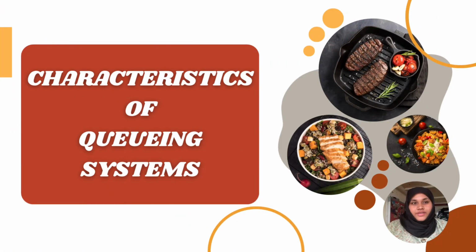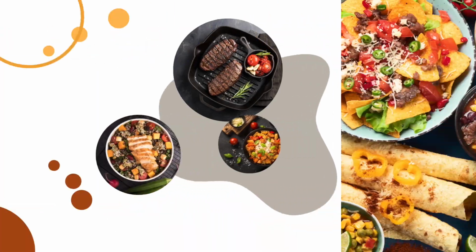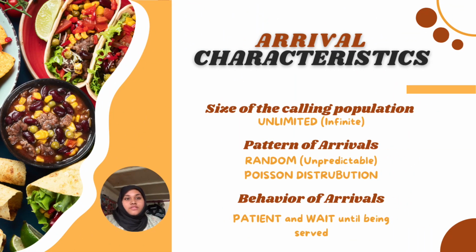Characteristics of the queuing system. Next is the arrival characteristics. The size of the calling population is unlimited, or in other words, infinite. The pattern of arrival is random or unpredictable, which leads to Poisson distribution. And lastly, the behavior of arrival is patient and waits until being served.